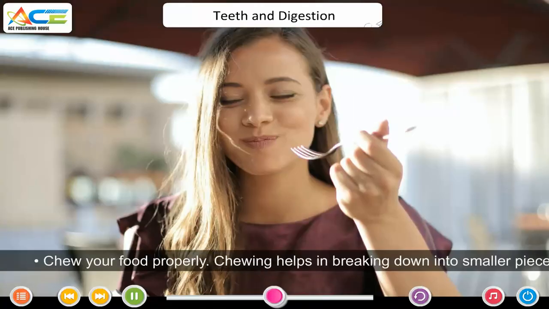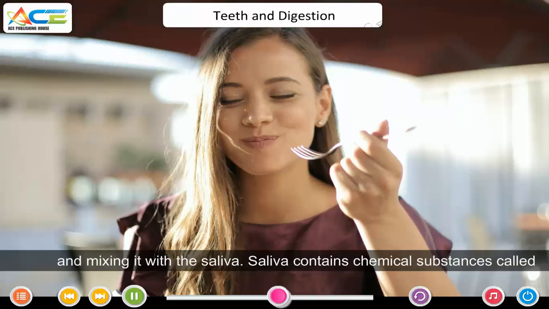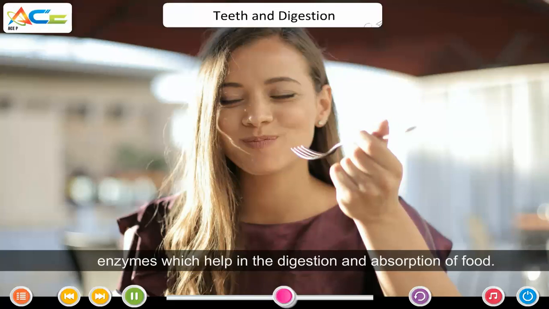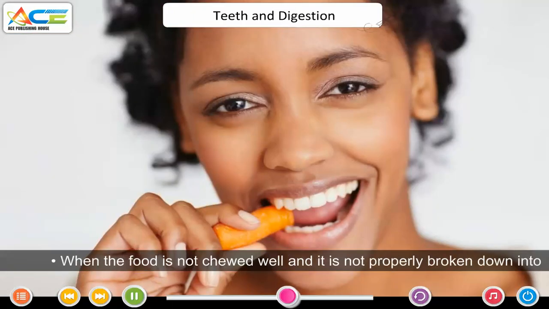Chew your food properly. Chewing helps in breaking down food into smaller pieces and mixing it with the saliva. Saliva contains chemical substances called enzymes which help in the digestion and absorption of food.